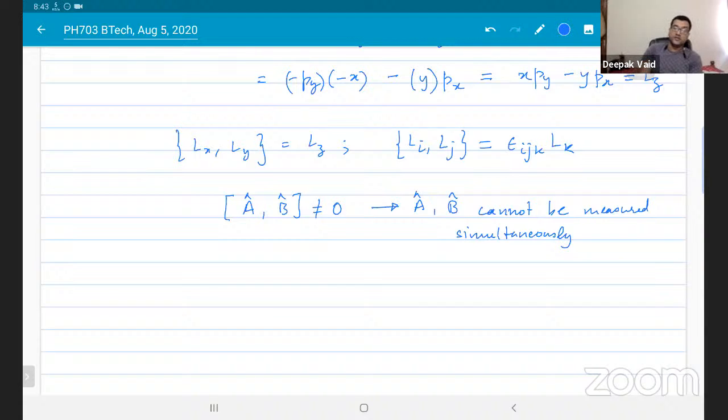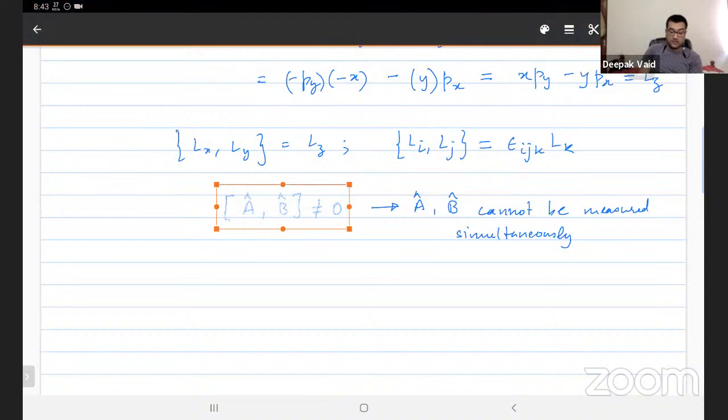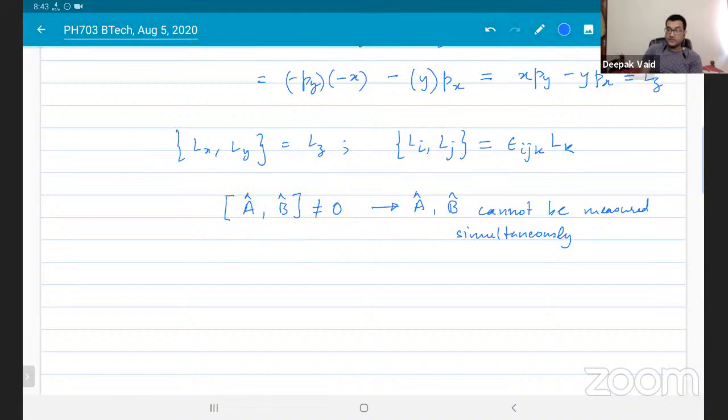Okay, so I'll start. A and B cannot be measured simultaneously because A and B don't commute, so they don't have the same set of eigenstates. In other words, they cannot be diagonalized simultaneously. So if I measure A, the system collapses into an eigenstate of A. Let's call that psi A. But psi A is not an eigenstate of B.